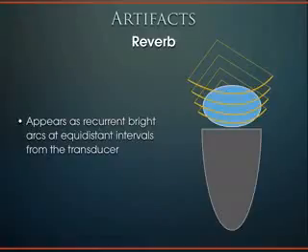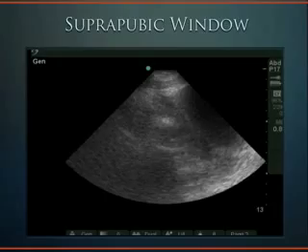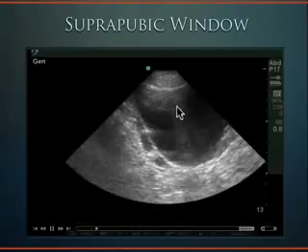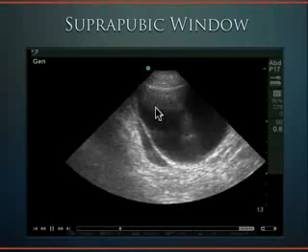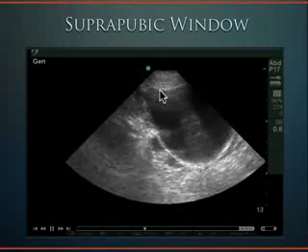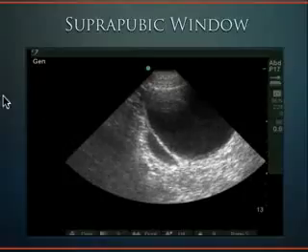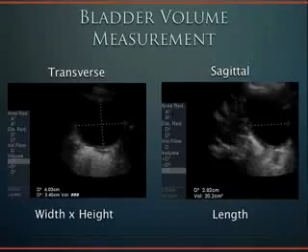Another type of artifact is called reverberation artifact or reverb, which is where you have equidistant bright arcs that come down from the transducer. We see that a lot too with the bladder. We see these equidistant arcs coming down through this bladder here. We see that a lot when we're looking at the bladder.